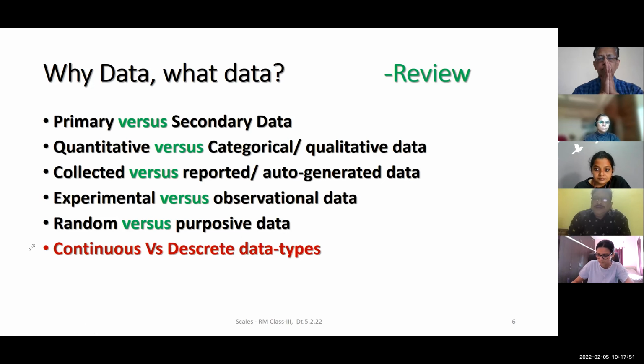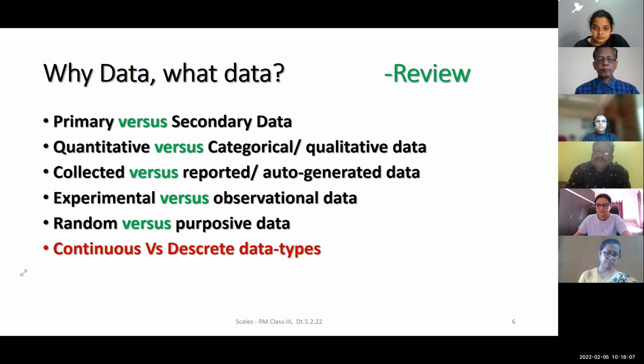Yes. Auto-generated data is always secondary data. Need not be, no. Okay. Sir, sorry, the example was you said the stock at a general store or department store at the end of the day is auto-generated. Right. Good. Thank you for correctly remembering that.